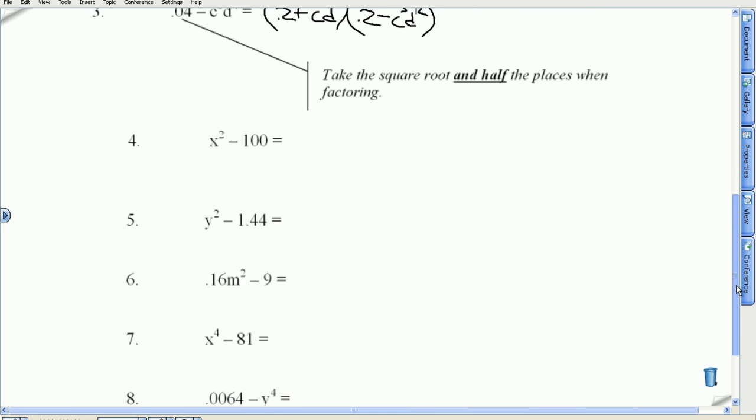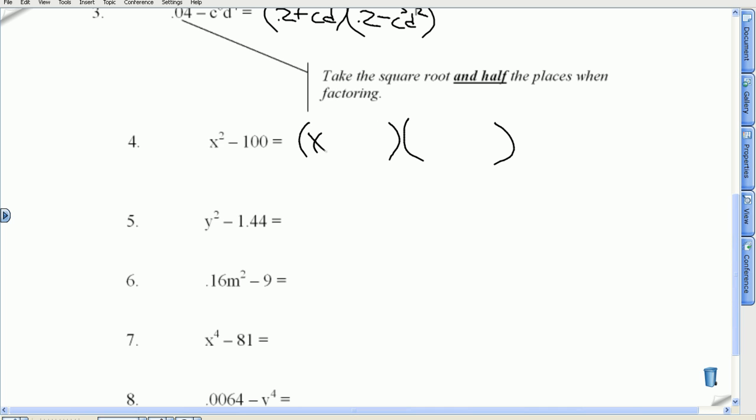Alright, let's get into our examples here. The square root of x squared is x. The square root of 100 is 10. And then we go plus minus. Done. The square root of y squared is y. The square root of 144 is 12.